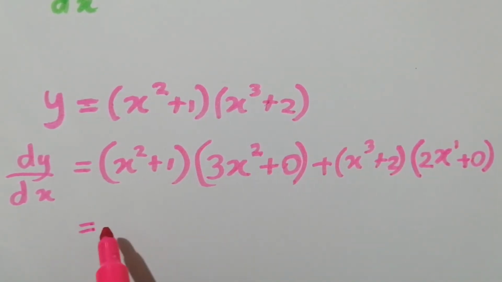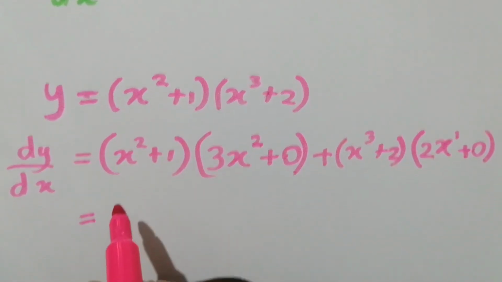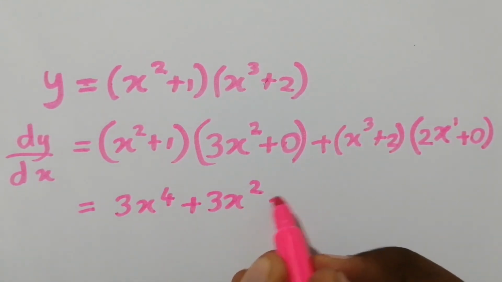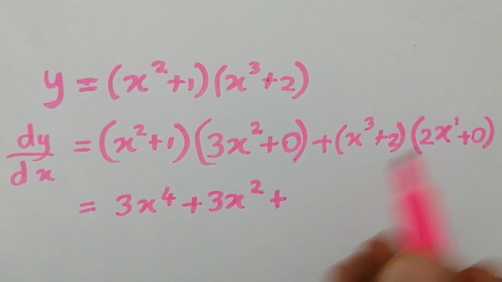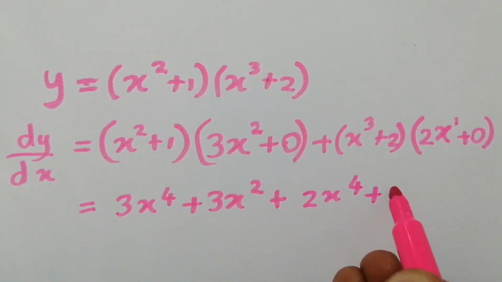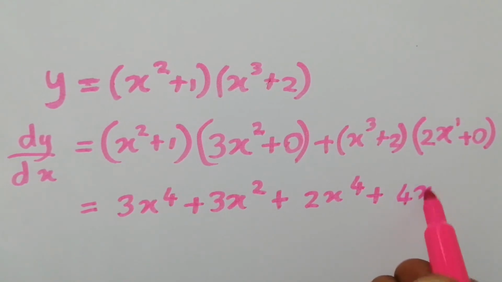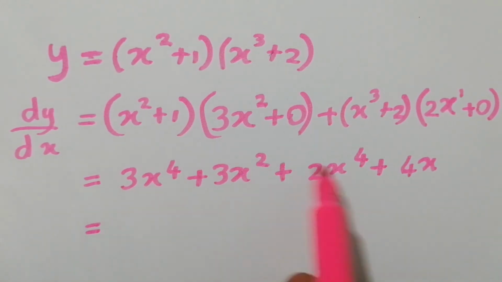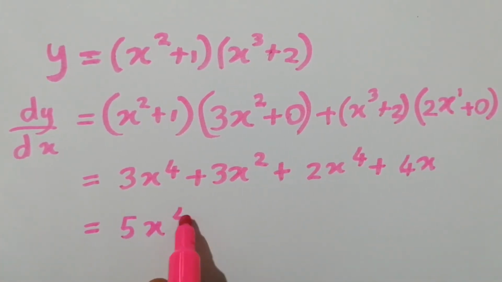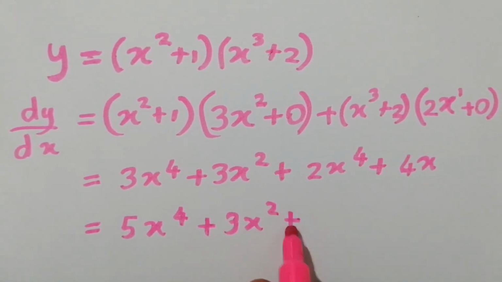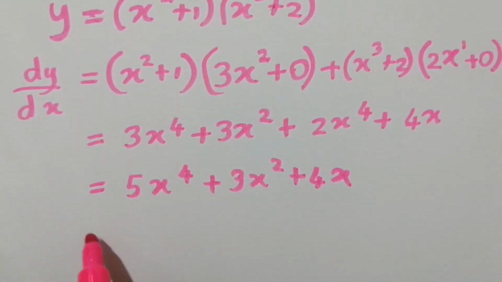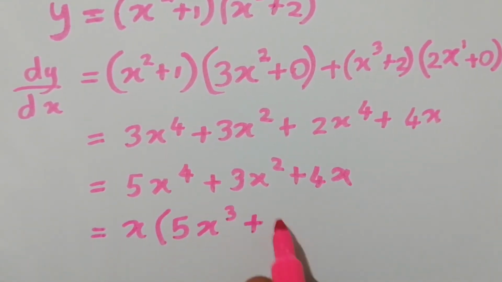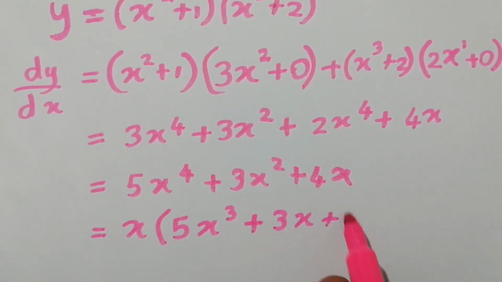Now I am going to simplify this. If I remove the brackets, I have 3x to the power 4 plus 3x squared plus x cube times 2x, 2x to the power 4, plus 2 times 2x, 4x. I am going to further simplify this. Here the like terms, 3x to the power 4 plus 2x to the power 4, equal 5x to the power 4, plus 3x squared plus 4x. Now there is a common factor x. If I take x out, I have x times (5x cubed plus 3x plus 4).